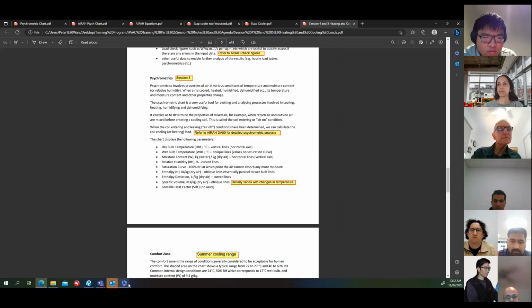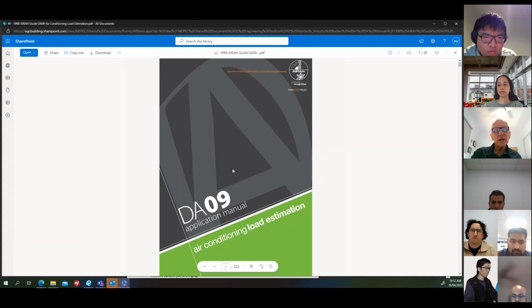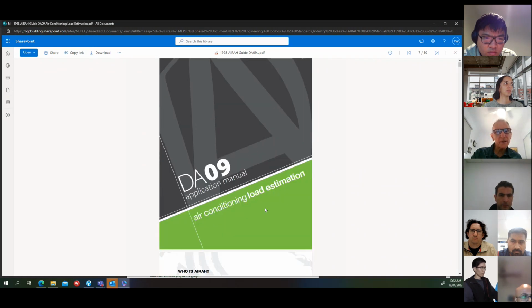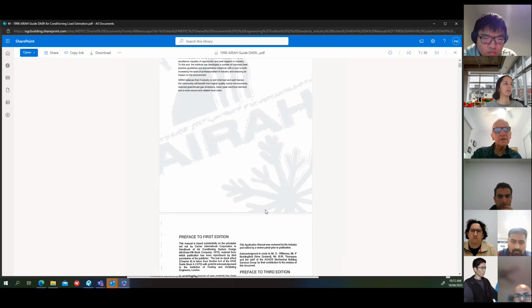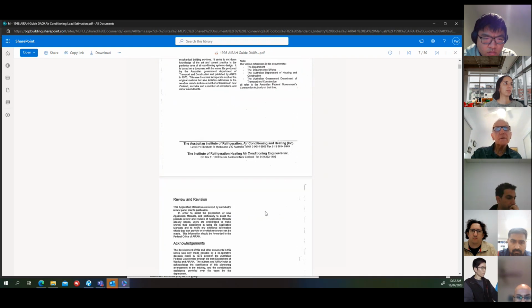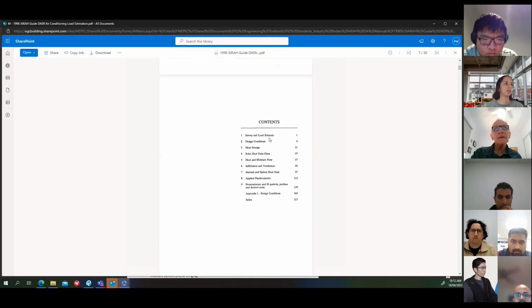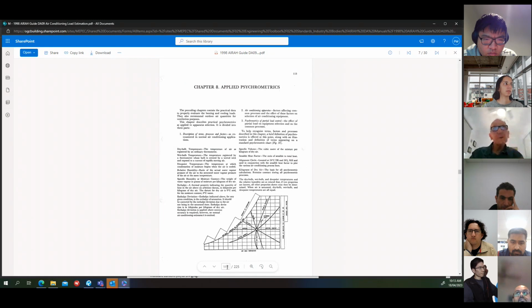I've actually got it here. This is DA09, which I keep mentioning, is a really good manual. It's really for doing manual heat load calculations, but it's got a lot of information in there which will help you understand the heat loads. And a lot of this data is used in CAML. So here's the contents: survey and load estimate, design conditions, heat storage, solar heat gain, etc. And there's a chapter on psychrometrics. I'll just have a look at that for a second and just show you that. Applied psychrometrics.